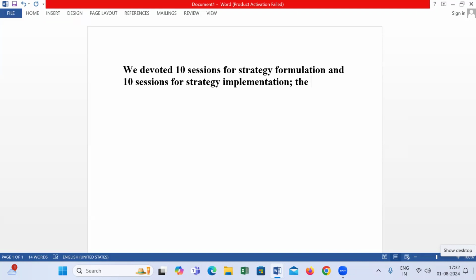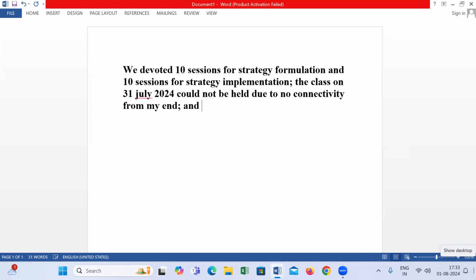The class on 1st July 2004 could not be held due to no connectivity on my end, and these classes will be held on a Saturday, Sunday, on any Saturday, Sunday that is mutually convenient.